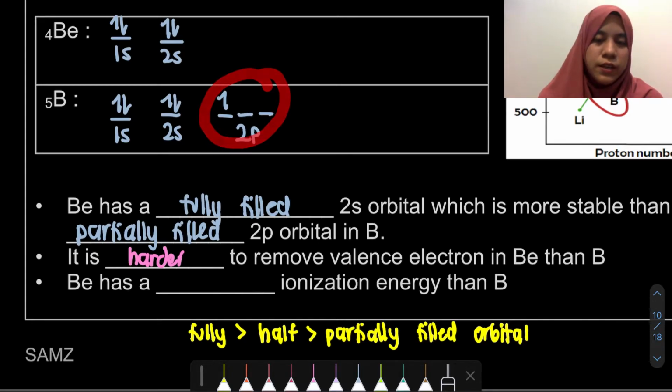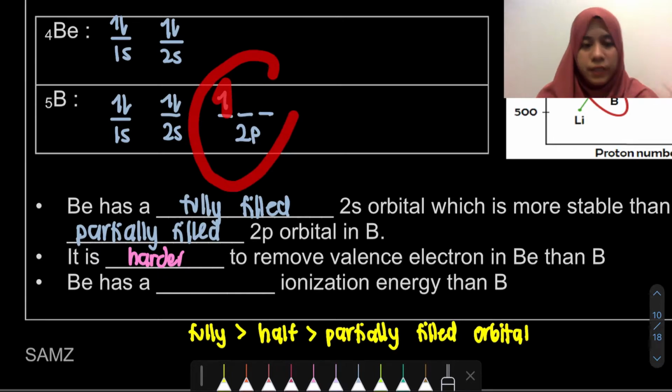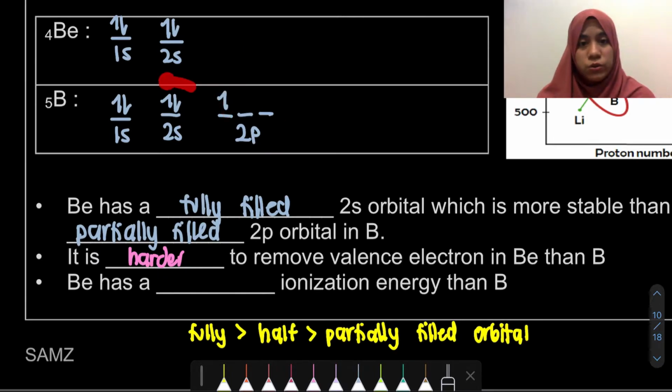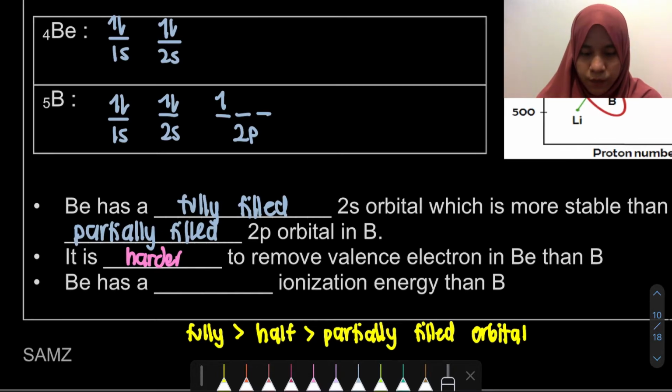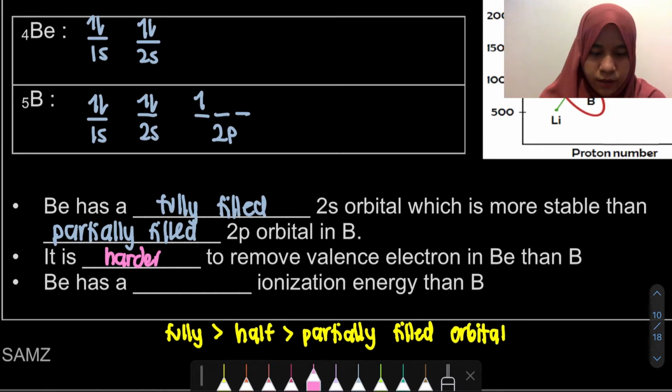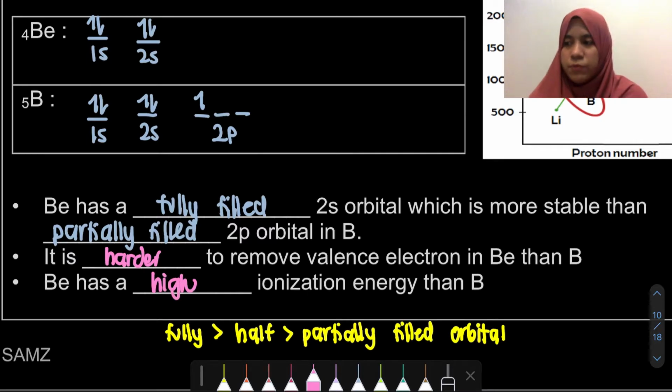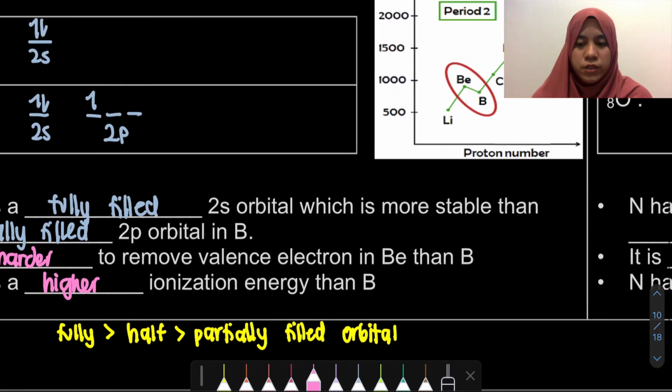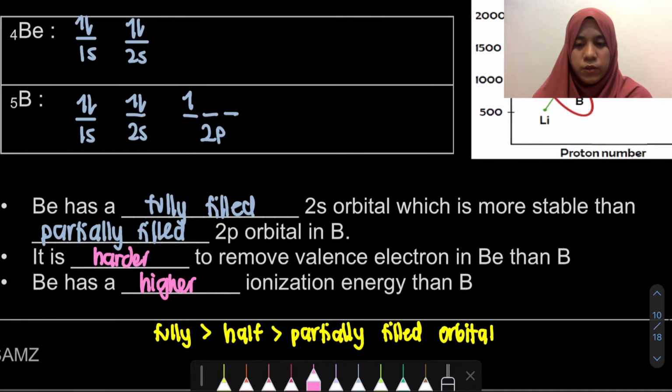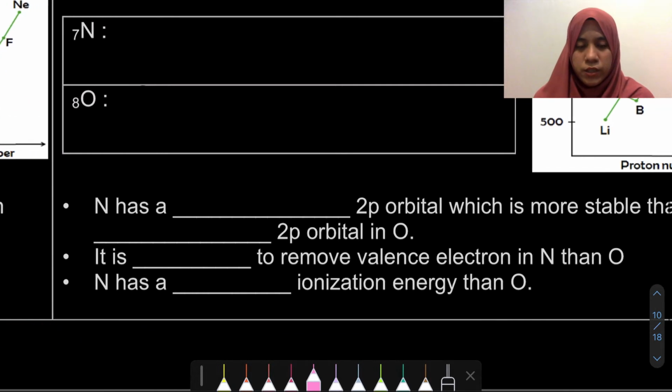There is only one, so it is easier to remove, because then it forms a stable ion. So this is why beryllium has a higher ionization energy than boron. Okay, so that's for the case of beryllium and boron. Now let's look at the case of nitrogen and oxygen.